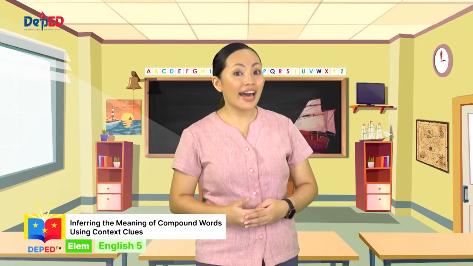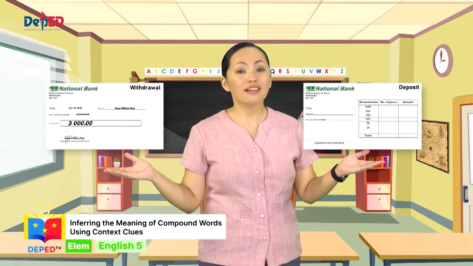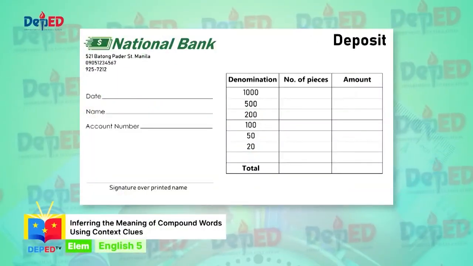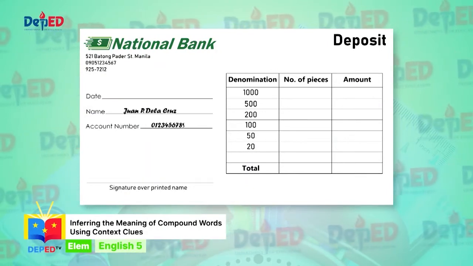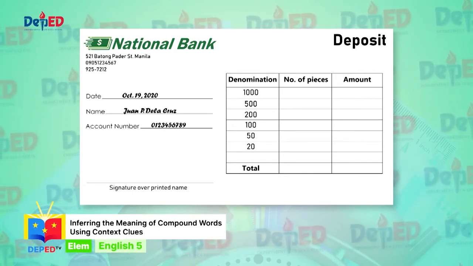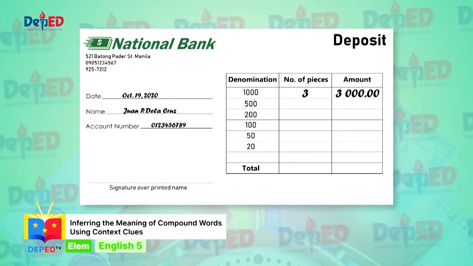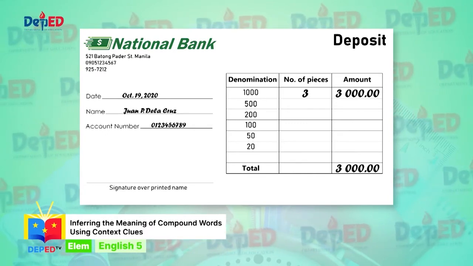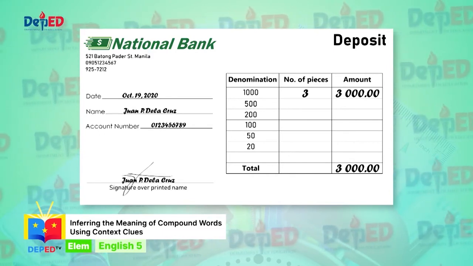Oh, I have samples of deposit and withdrawal slips with me. Let's try to fill out these forms. Let's try to fill out this deposit slip. Write your name and bank account number. Write the date and don't forget to fill out other required information. List the cash amount breakdown of your deposit and the total amount. And lastly, don't forget to affix your signature over your printed name.